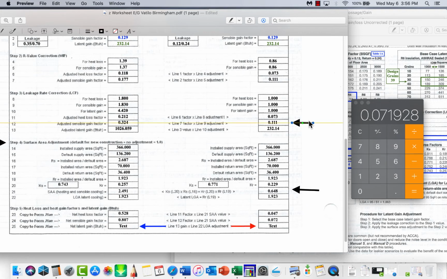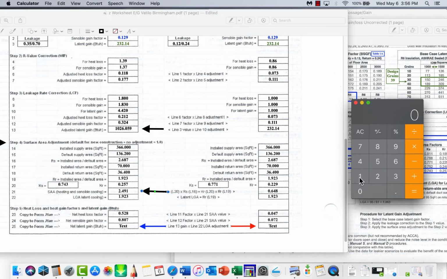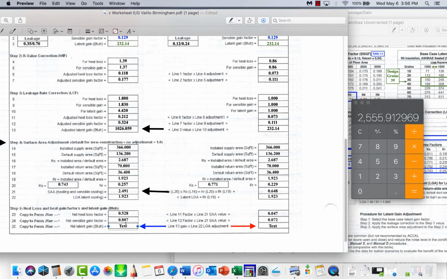Okay. Final one here, we got line 13 gain times line 22 LGA adjustment. Okay, so we'll use our arrows. So line 13, we're going to use this number here. And line 21, we're going to use this number right here. So multiply these two together right there. 1026.059 times 2.491. And we get 2,555.913.